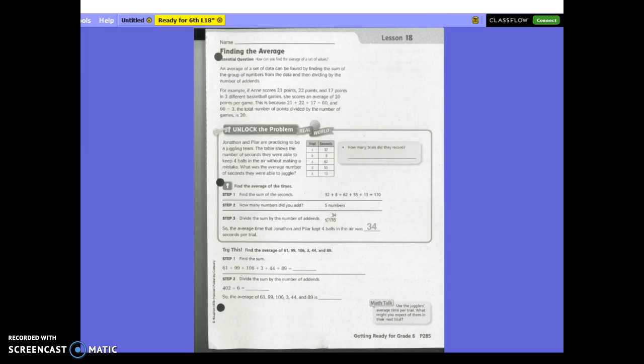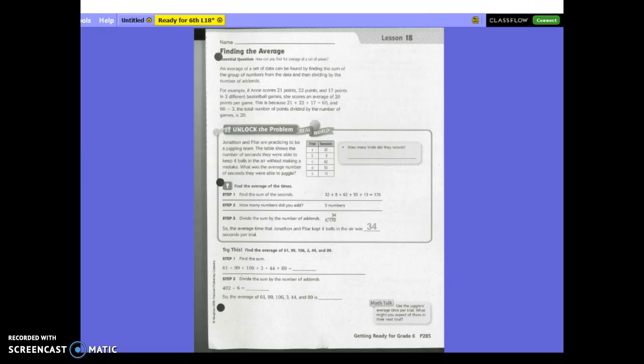An average of a set of data can be found by finding the sum of the group, so the group of numbers that you're working with from the data, and then dividing by the number of add-ins. So if I put 13 grades in the grade book and I want to know the average, I'm going to add up those 13 grades and I'm going to divide it by 13 to find my average.